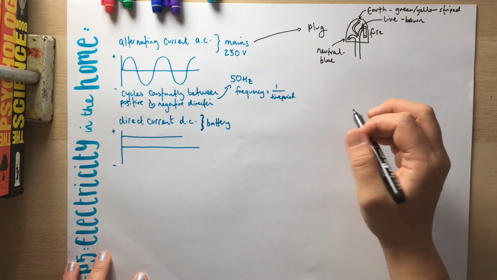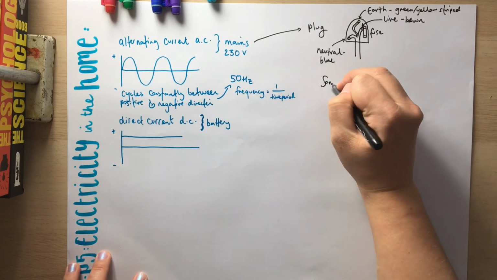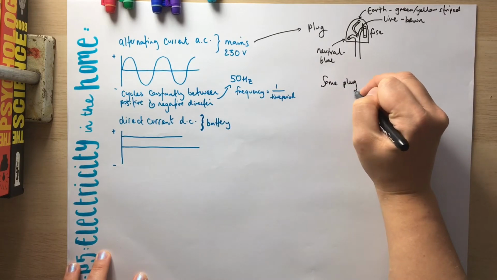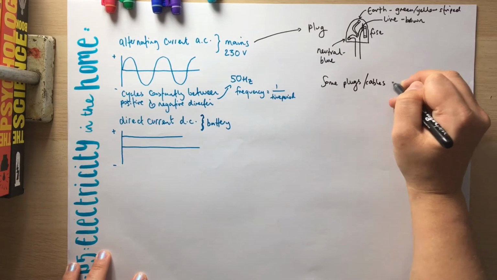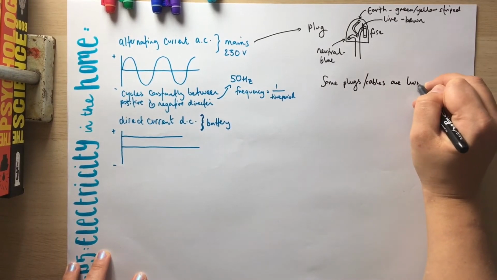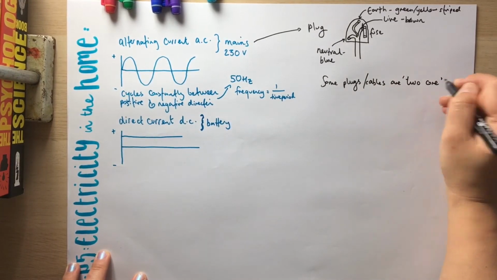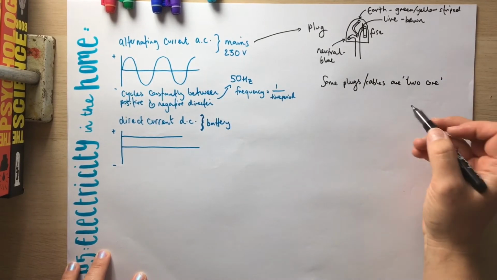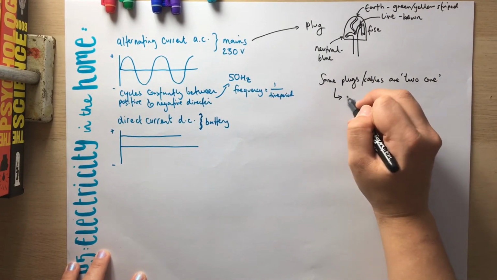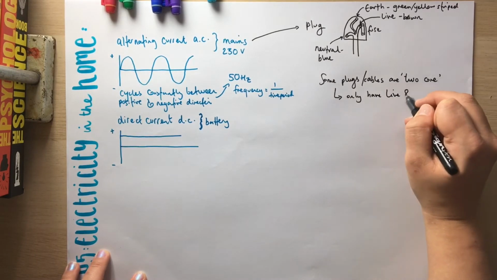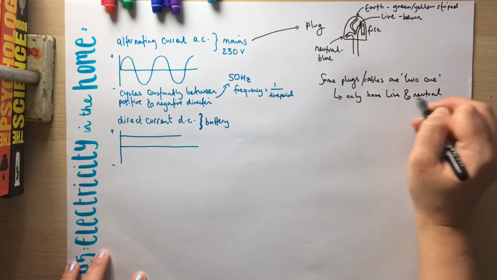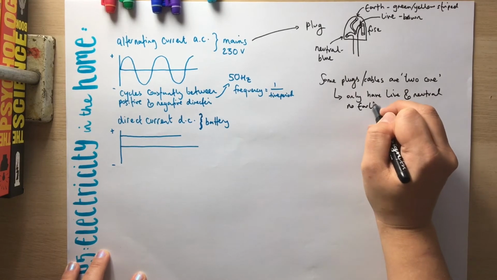So some plugs or cables are 2-core. Okay, and what that means is that they only have the live and the neutral. So there is no earth wire.